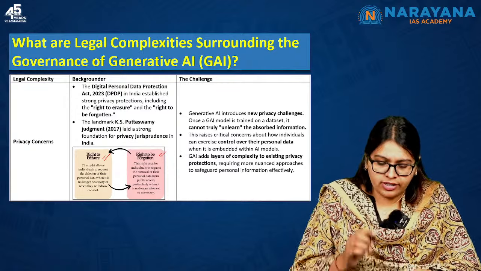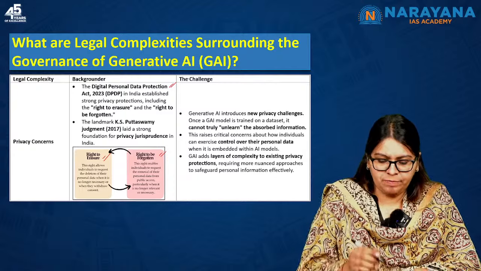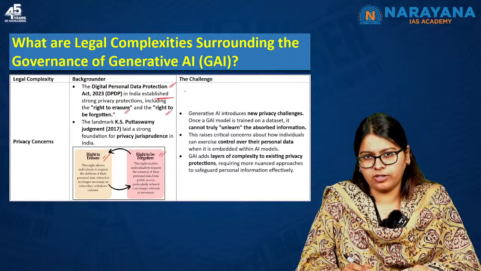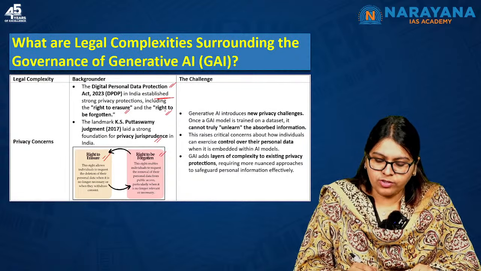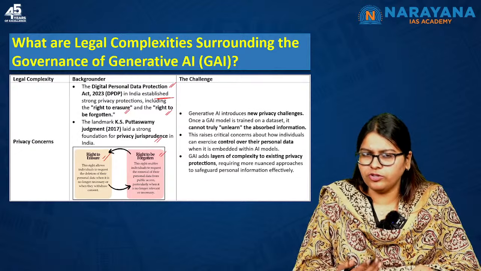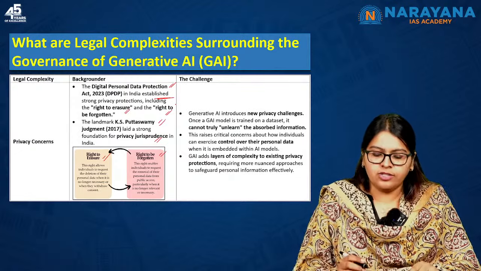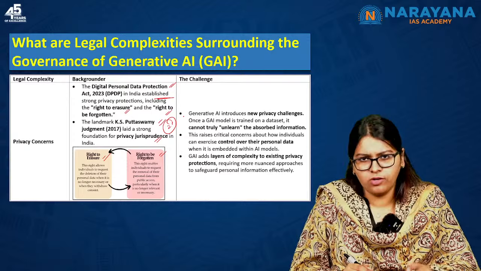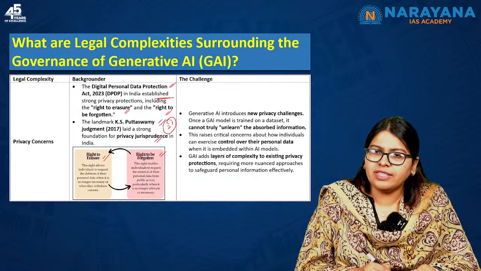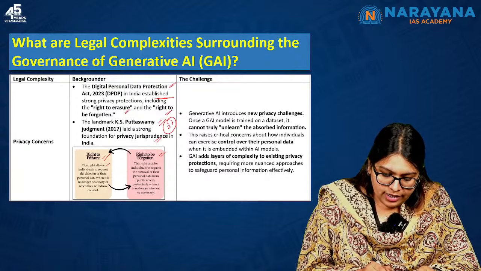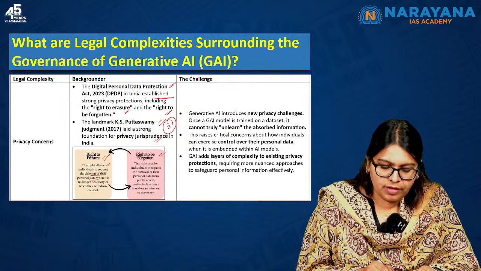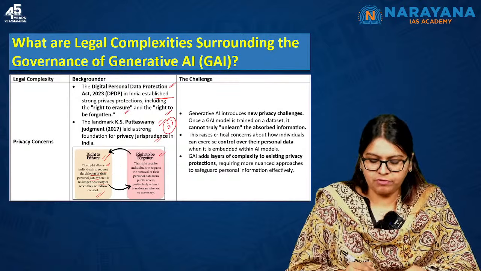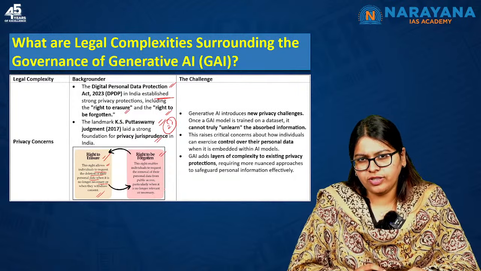So the Digital Personal Data Protection Act 2023 in India established strong privacy protections, including the right to erasure and the right to be forgotten. And this particular privacy jurisprudence was upheld by the Supreme Court in 2017 under the Puttaswamy judgment. So this laid a very, very strong foundation on the right to privacy as enshrined in Article 21 of the Constitution. Now it is important to understand what is this erasure and to be forgotten. This particular right allows individuals to request the deletion of their personal data when it is no longer necessary or when they withdraw consent. In a similar way, to be forgotten also. So once they are not using it, it has to be forgotten.